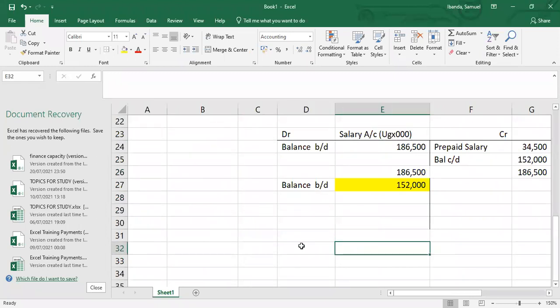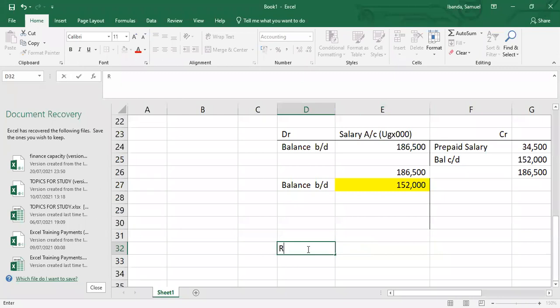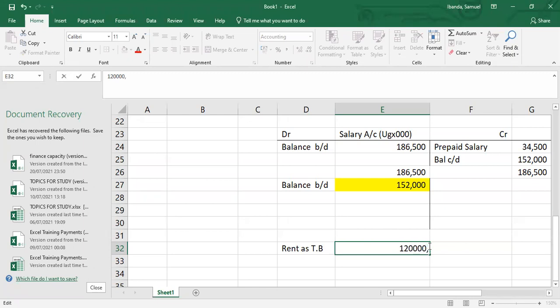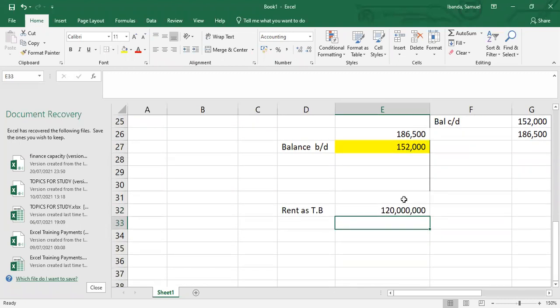So my rent as per trial balance, as per TB, is 120,000. That is what I have. Of course, there's a degree of precision over thousands. You get it? So it's actually 120 million. Since these are off the trial balance, you can include the thousands. You don't have to include again 1,000 here and put it in brackets.